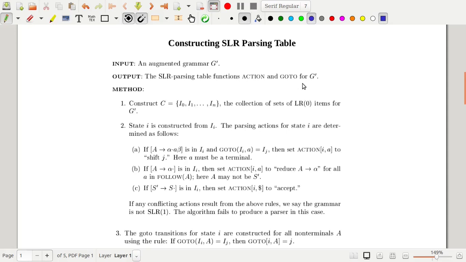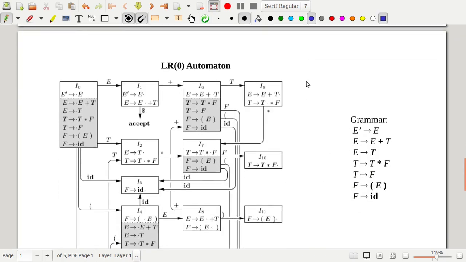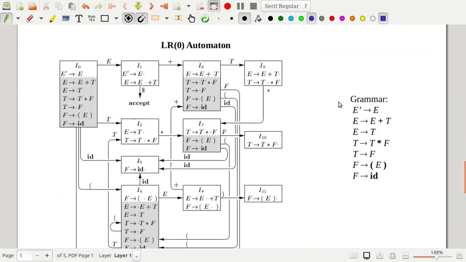Next we have to consider an example case for constructing the SLR parsing table. We can consider our previous expression grammar. This was our expression grammar: E' gives E, E gives E plus T, E gives T, T gives T star F, T gives F, F gives (E), F gives id. This is the augmented version because E' gives E is there.